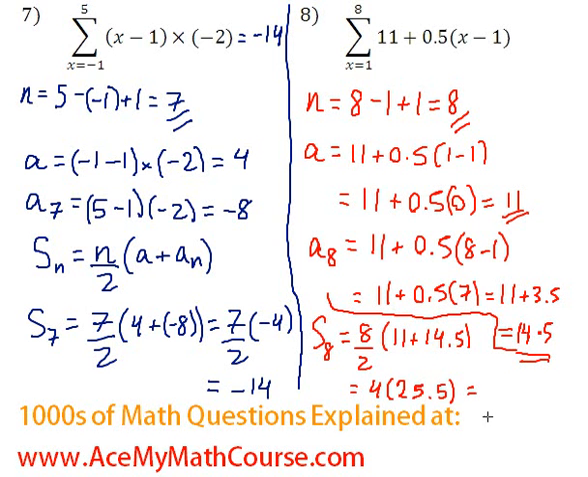Incredible. And what is that going to get us? 4 times 25.5 is 102. So that is our sum. Sum of our 8 terms for the sigma notation question, 102. That's it.